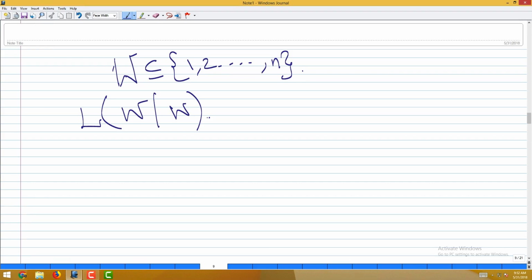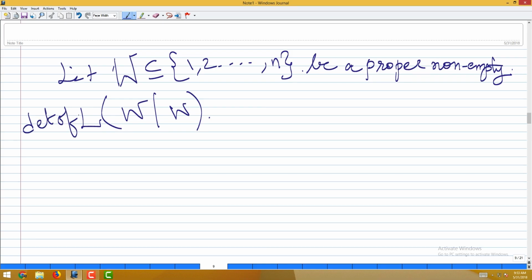So, let me give you the exact statement for this. Let W be a proper non-empty subset of 1 to n, say the vertices, okay. Then the determinant of this L of W by W, that is nothing but deleting W rows, the rows labeled with the entries from W, and the same columns, right, same columns that we remove. It is opposite to your principal minors.